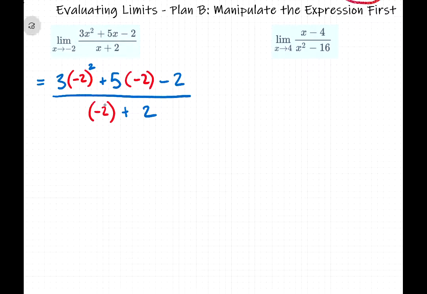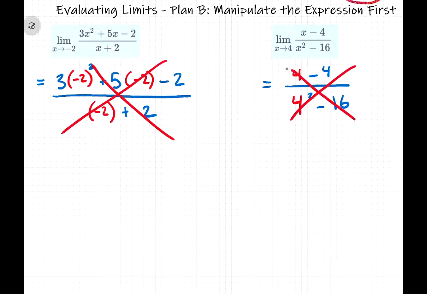Same thing with this problem on the right. If we plug in 4, so let's do it like this so it's a little quicker. We plug in a 4 everywhere there is an x. So 4 minus 4 over 4 squared minus 16. In this case, we get again a 0 on the bottom. It doesn't matter if you get a 0 on the top. 0 over 0 is still undefined. So in both cases, direct substitution does not work.